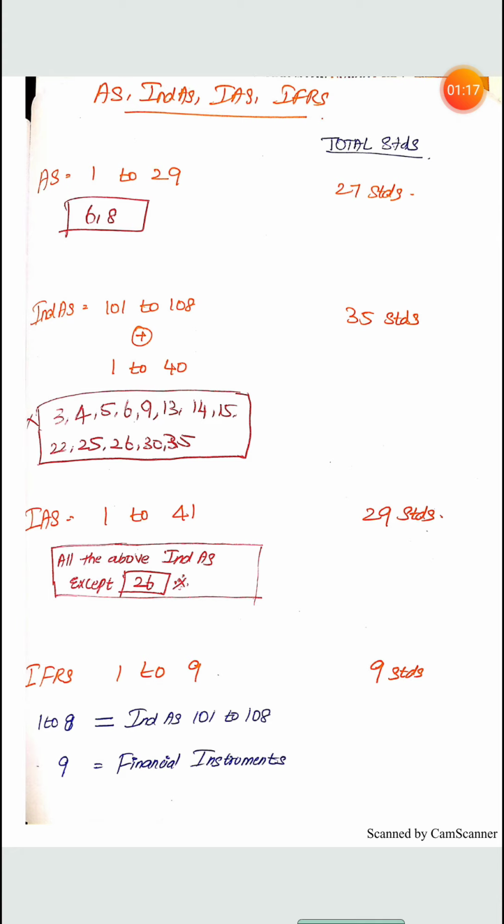Please note that. And then international financial reporting standards have 1 to 9. Below I have given in blue 1 to 8 equal to Indian accounting standard 101 to 108, which means they are exactly the same, except IFRS has 9, so the ninth one will be financial instruments. So there are a total of 9 standards.